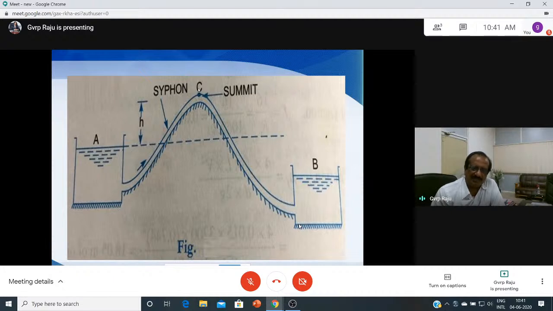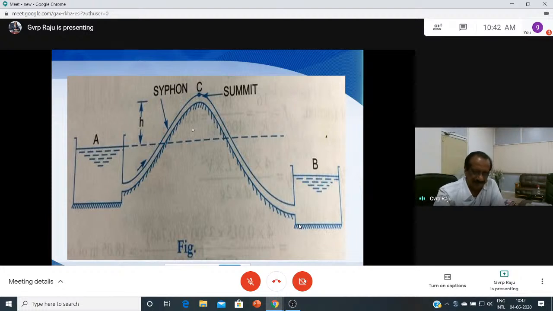This is the summit, the topmost portion, and from here to here is the inlet leg, and from here to here is the outlet leg. This is the height of the summit. The one equation is, when the water level difference between two reservoirs is capital H, capital H is equal to the sum of losses, and you can find the height of the summit by applying Bernoulli's equation at A and C.